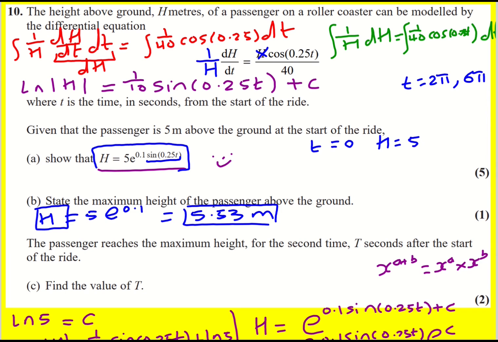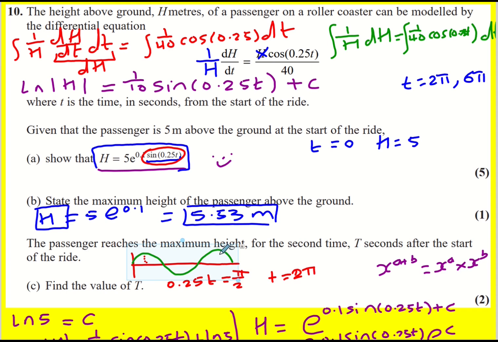Passenger reaches the maximum height for the second time, t seconds after the start of the ride. Find the value of t. So we can see our first maximum is going to be, if we take a look at the sine function, because that's the thing governing these maximums. Okay, well, sine takes a maximum at pi over 2. So it would be 0.25t equals pi over 2, or t equals, no, sorry, 2 pi. That is going to be the first maximum, in fact.